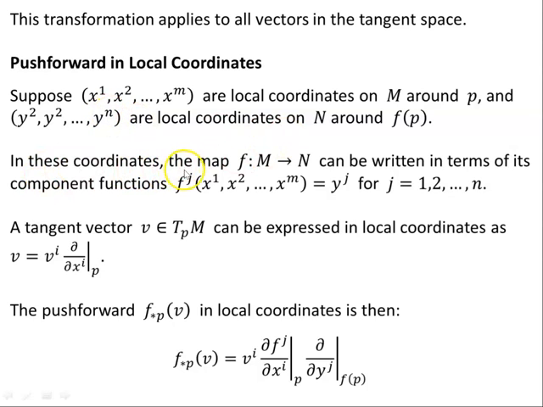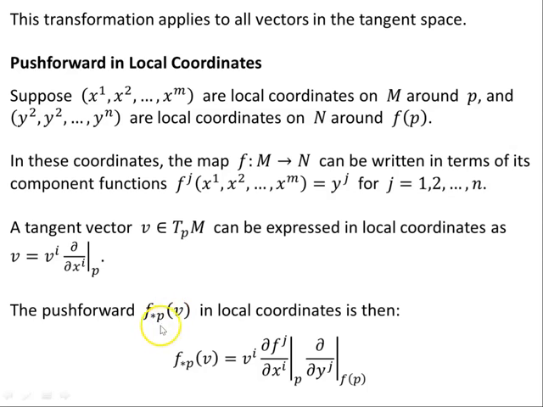All right, so in these coordinates, the map f from M to N can be written in terms of its component functions, fj of x1, x2, up to xm. That's quite wieldy, so we just label them yj, where j goes from 1, 2 up to n. Now, a tangent vector v that belongs to the tangent space of the manifold M at point P can be expressed in local coordinates as v equals vi partial xi. These are the basis vectors evaluated at the point P. Remember, we're interested in the point P. These vectors are attached to the point P.